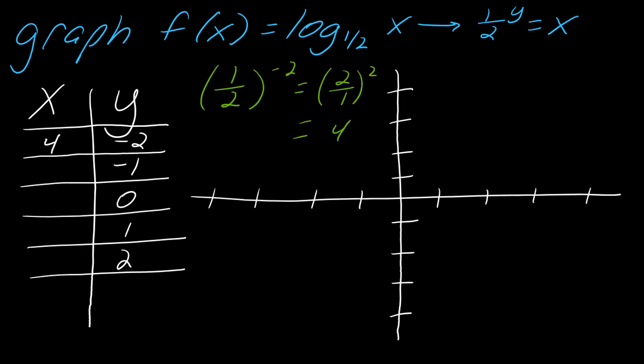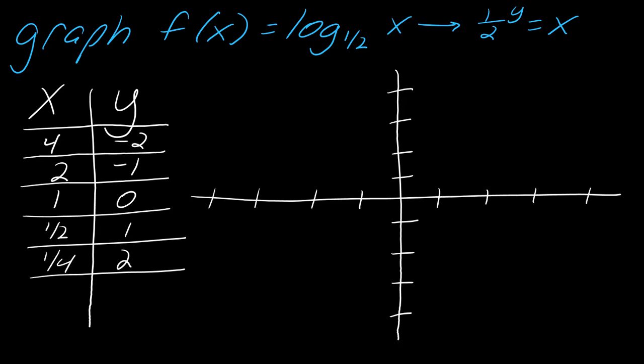Okay, so I've got (1/2)^-2. That means to get rid of the negative exponent, I flip the inside. So this really becomes 2 squared, so this equals 4. And then I can do a similar thing for -1, so this will just equal 2. (1/2)^0 is 1. (1/2)^1 is 1/2, and (1/2)^2 will be 1/4. So here are all the points.